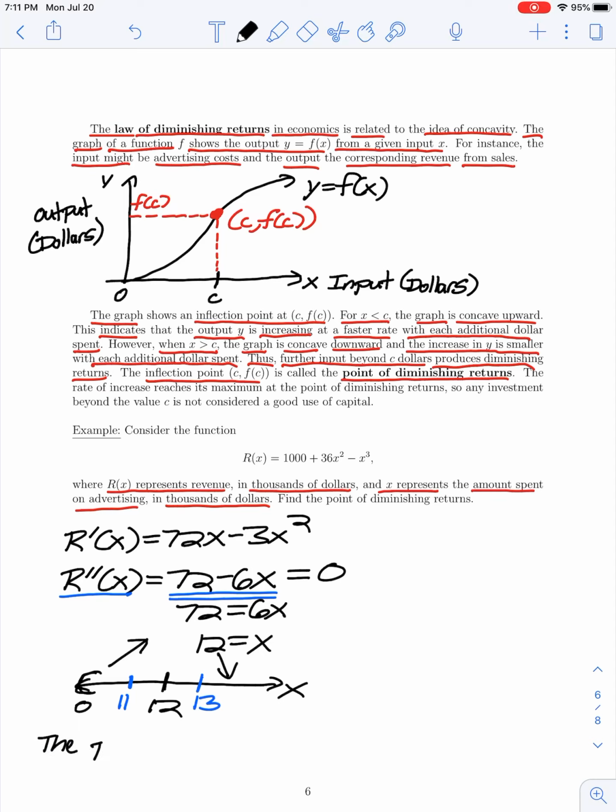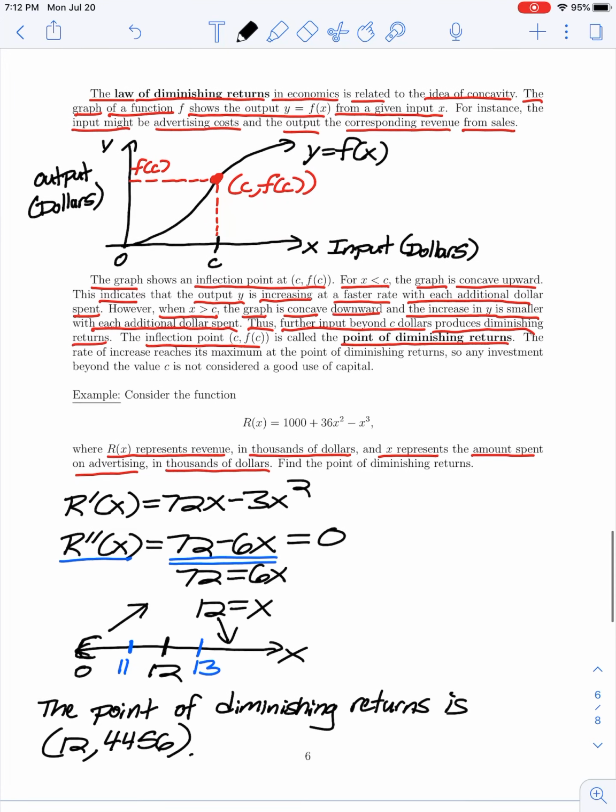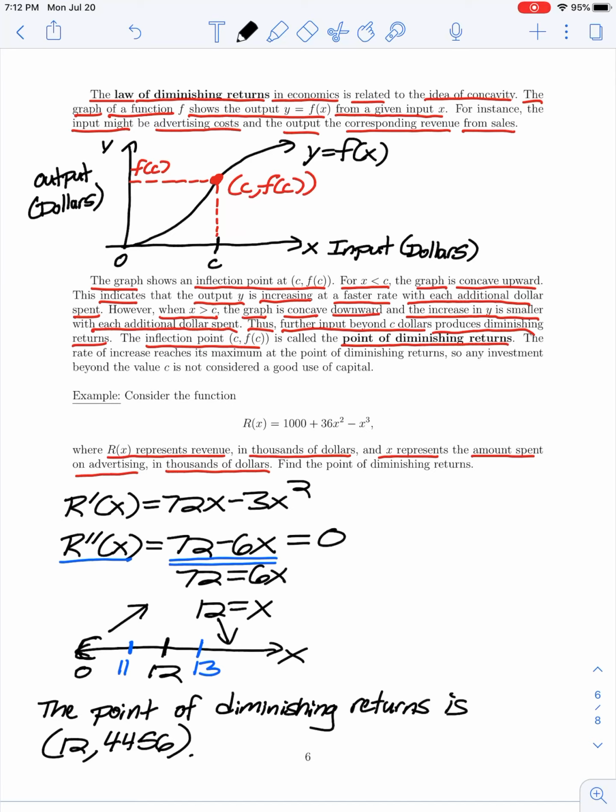So here we would say the point of diminishing returns is the point where x was equal to 12, and then substituting 12 back into our revenue function for x, we get a y value of 44.56. So let's think about what that represents here.